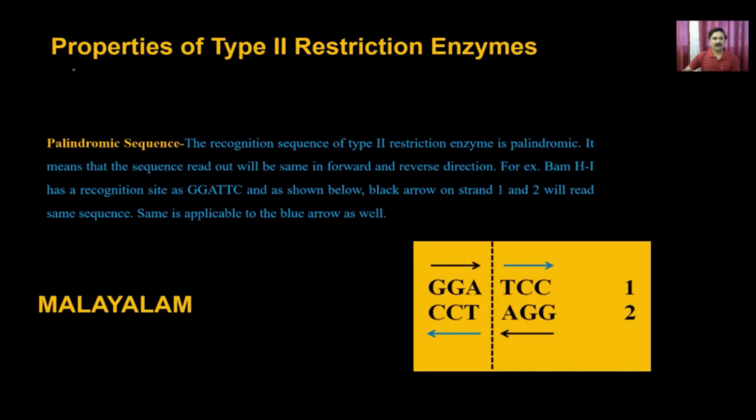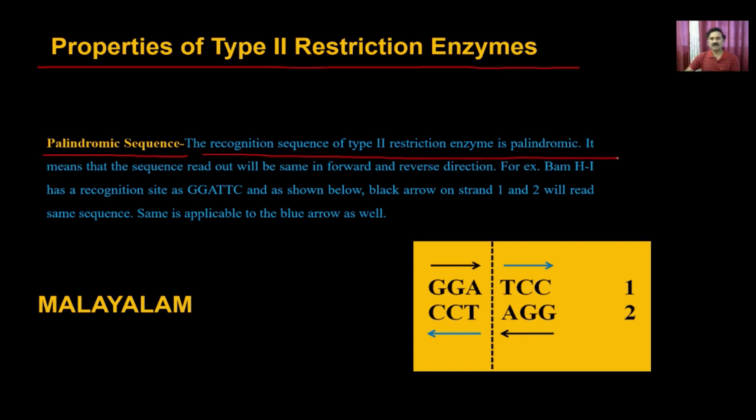Now, there are different properties of type 2 restriction enzymes. First is the palindromic sequence. The recognition sequence of type 2 restriction enzyme is palindromic. What is meant by palindromic is that whether you read in the forward direction or in the reverse direction, it is going to be the same. It means the sequence readout will be the same in forward and reverse direction.